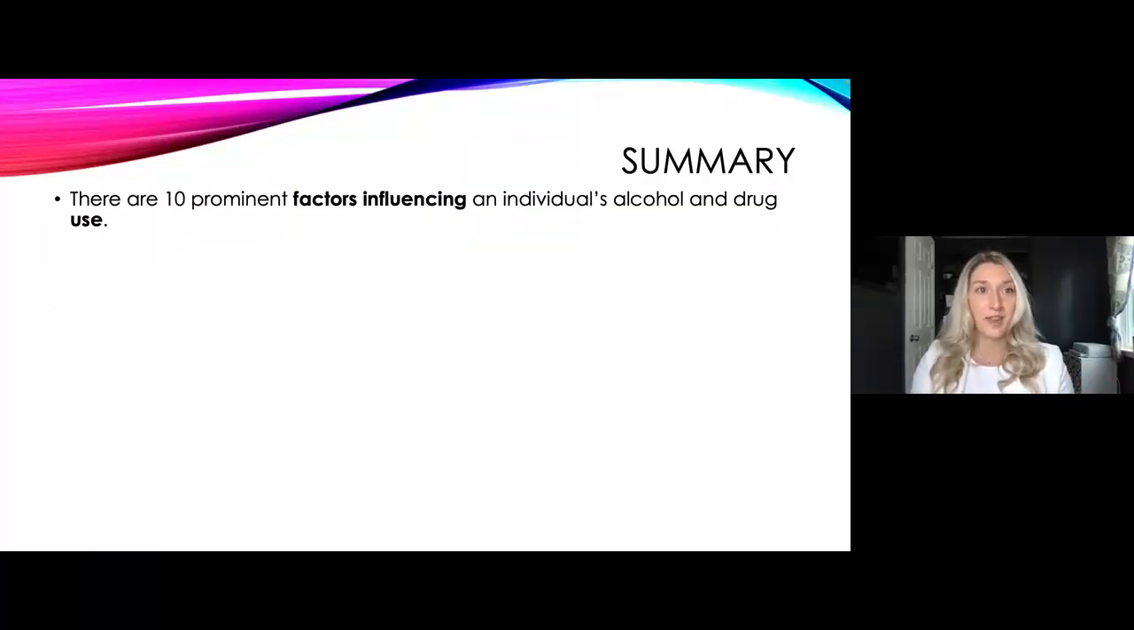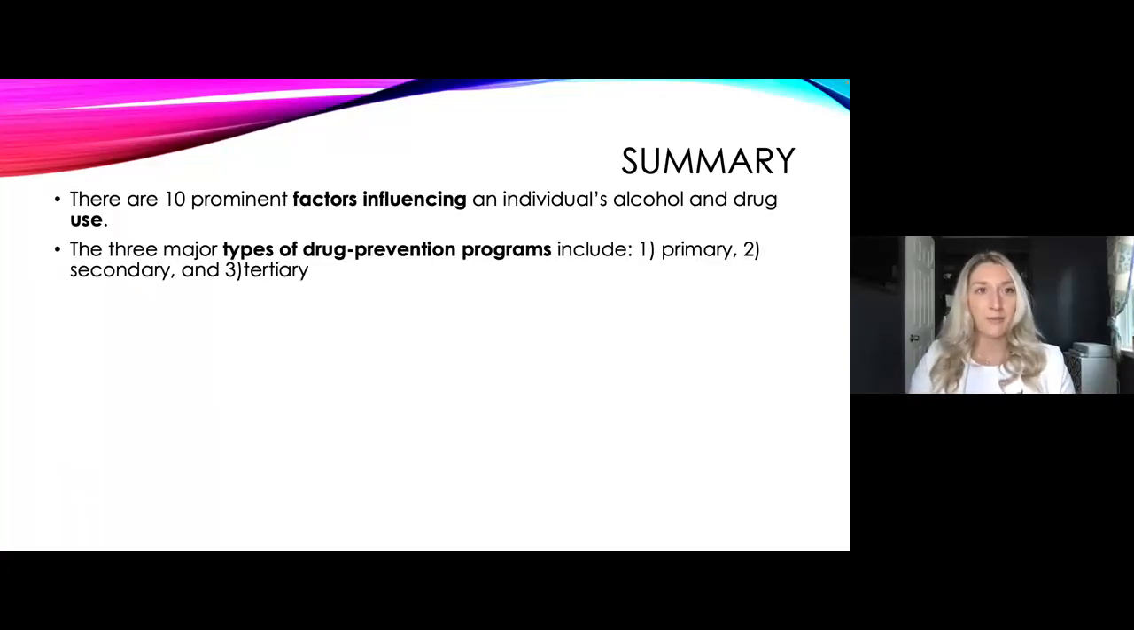So in sum, there are 10 prominent factors that influence an individual's alcohol and drug use. The 10 most prominent factors include genetics, personality traits, attitudes and beliefs, interpersonal and peer-resistant skills, community, peers, school policy, local law enforcement, personal situations, and parents. I would suggest you take a look at that graph from one of the first slides and map out where these fall on it to help you remember them.